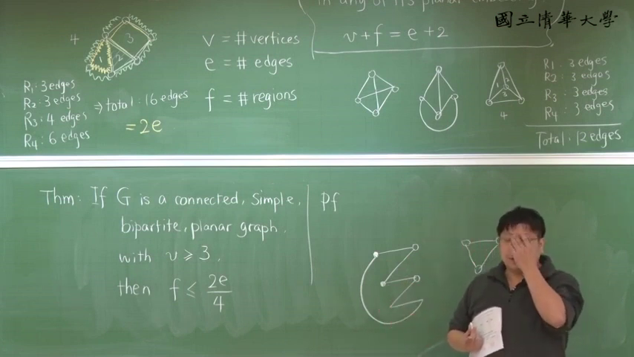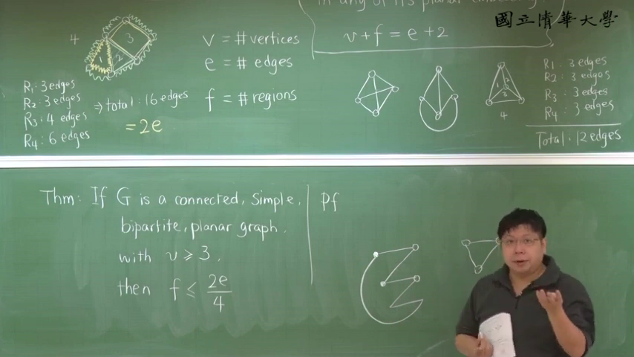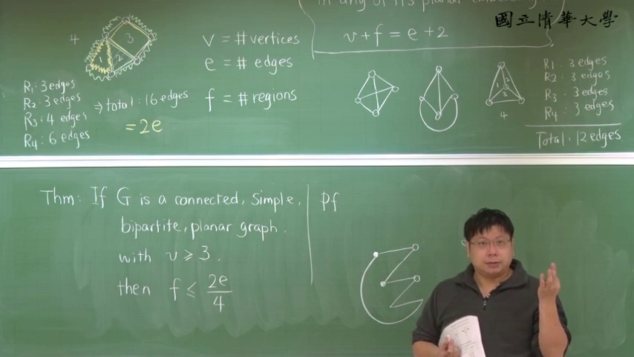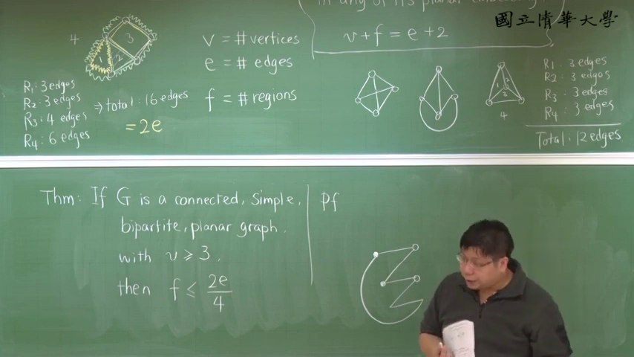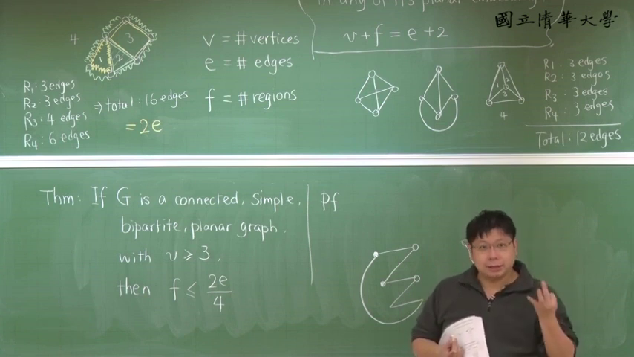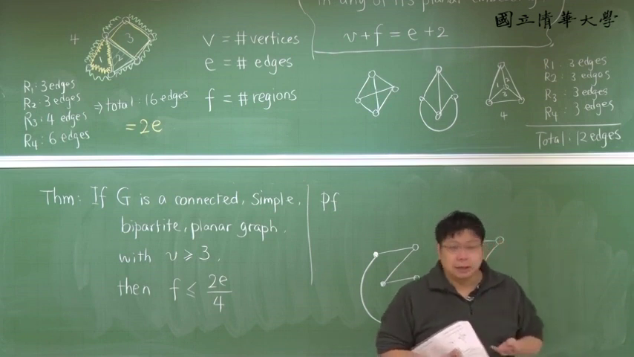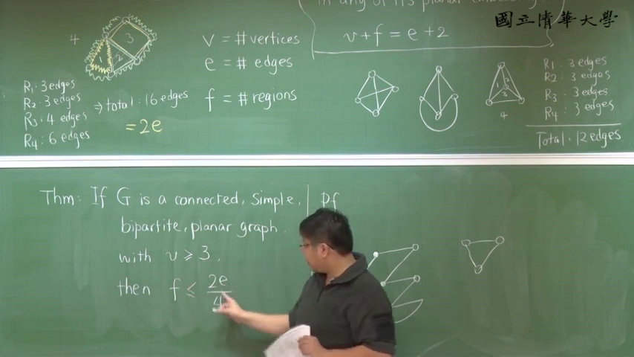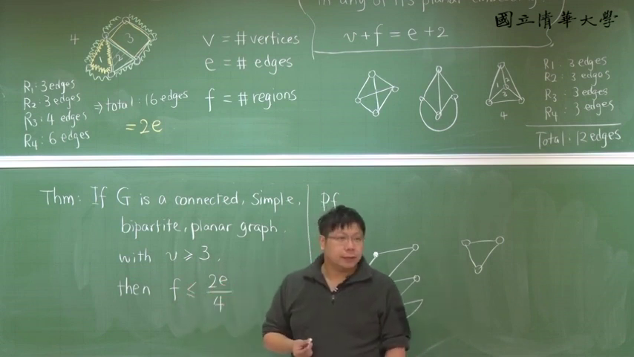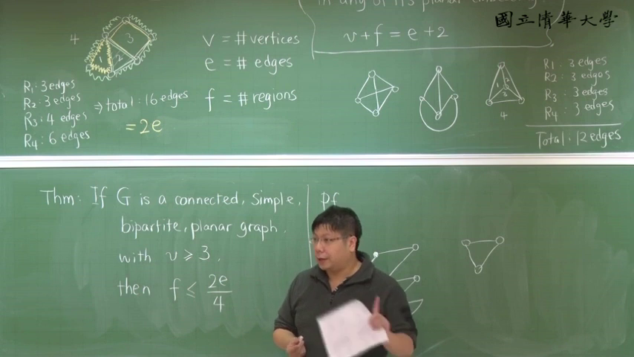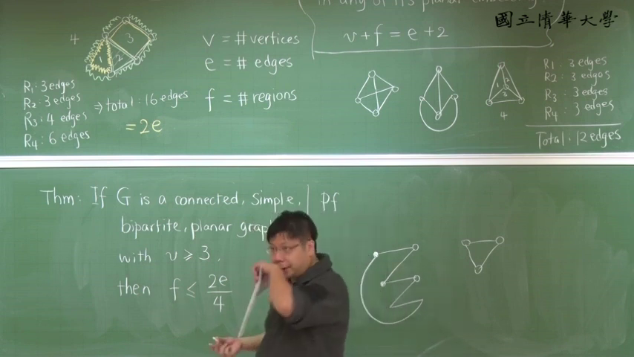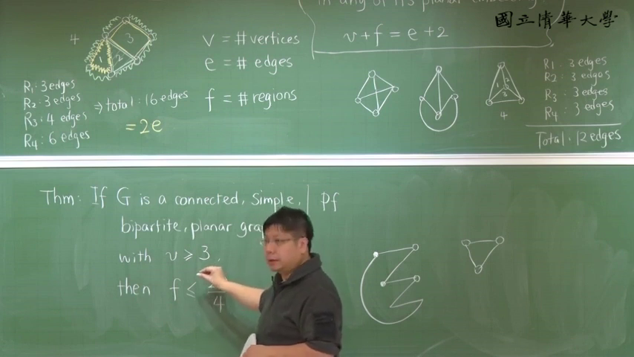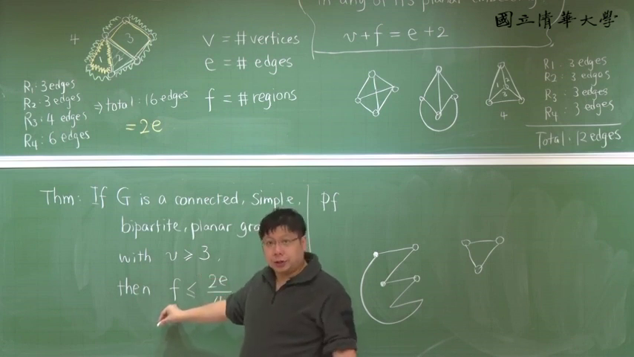And because it is a simple graph, each surface must need at least 3 edges. At least 3 edges, and then it is even, so at least 4 edges. Is that okay? So the number of faces must be less than or equal to 2e over 4. And moreover, this is important: F has to be an integer.